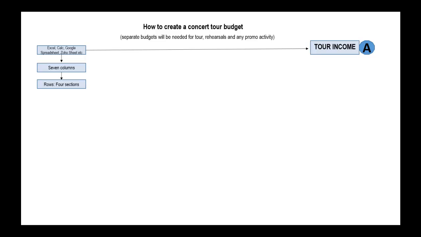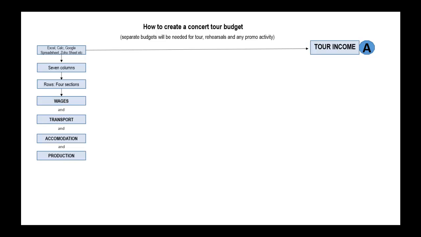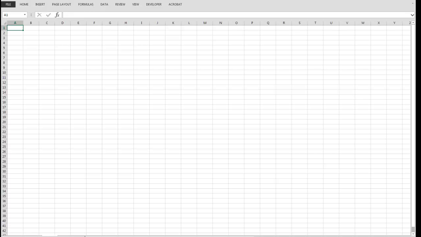And we want to create 7 columns. We want to put our tour income in. And then we want to create 4 sections that are going to be the sections of our budget items. And those sections are wages, transport, accommodation, and production. Here is an Excel spreadsheet, but most spreadsheet programs are the same.